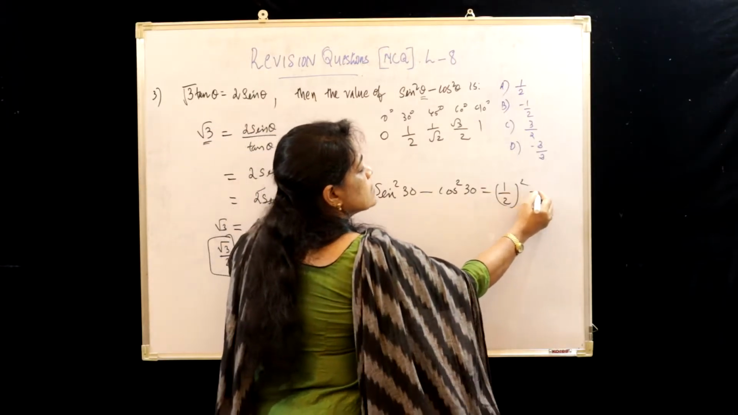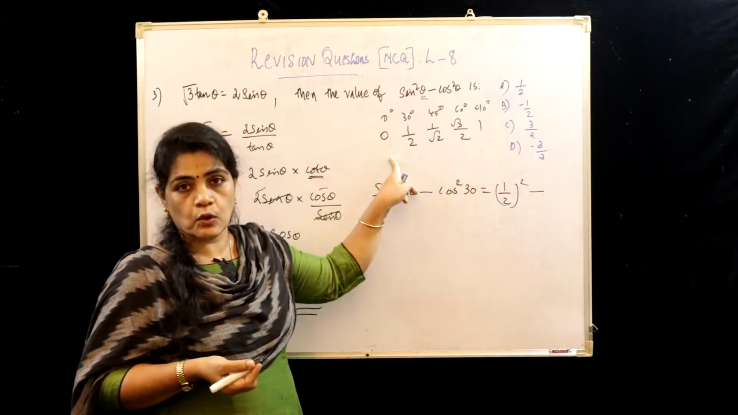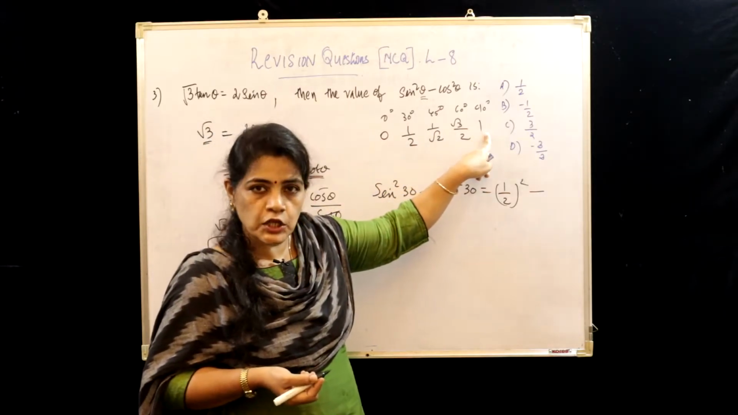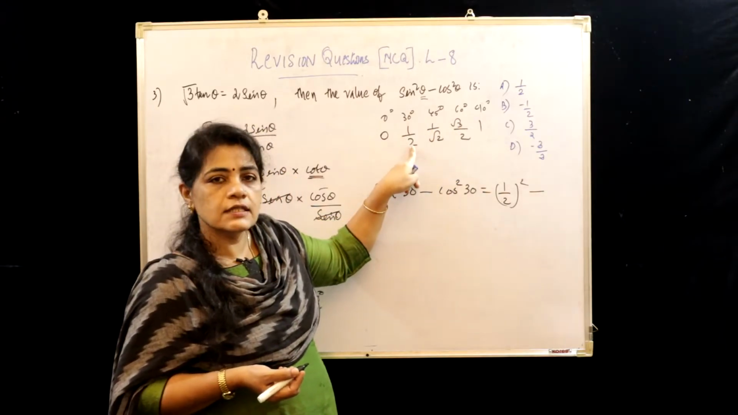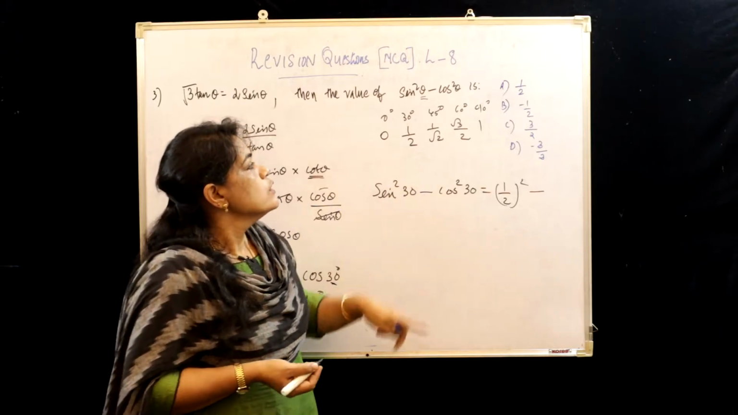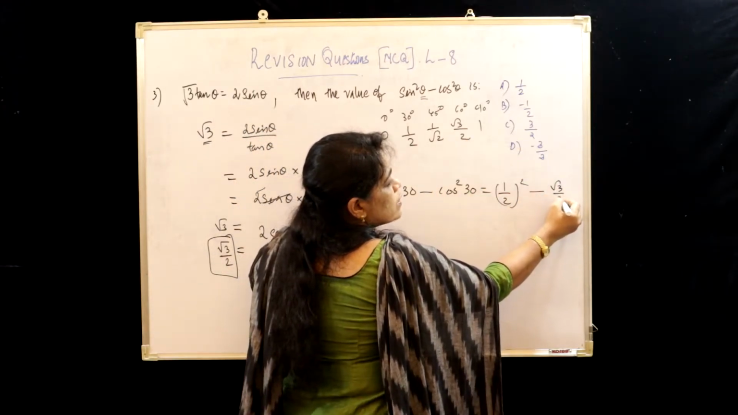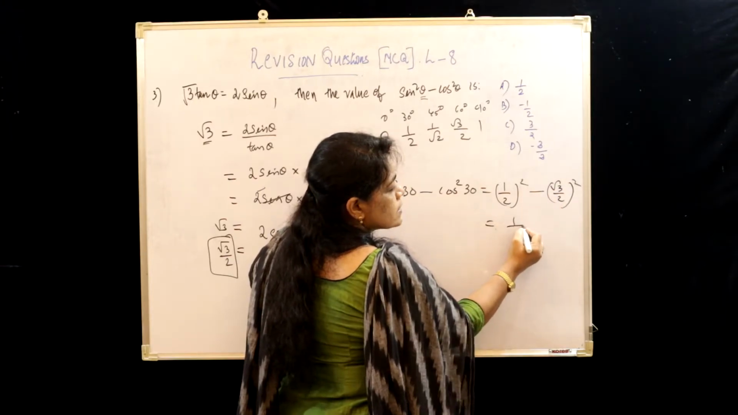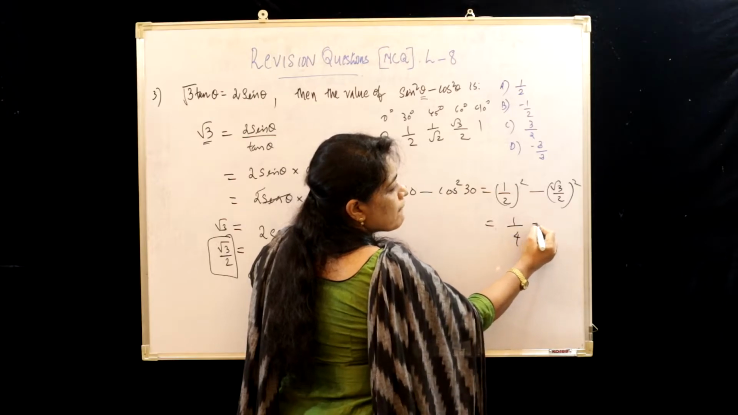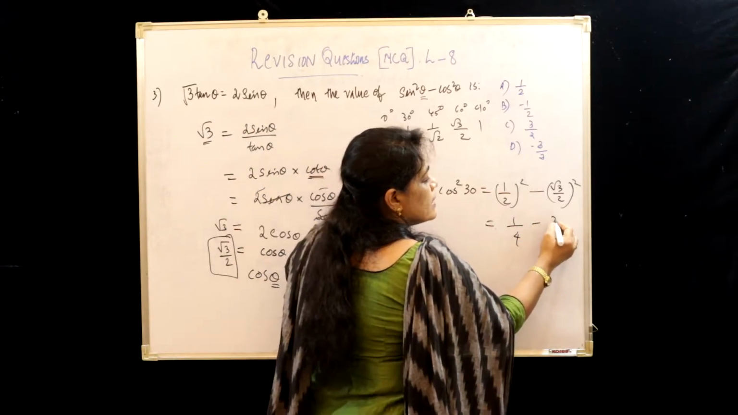Okay, minus cos square 30. What is cos square 30? It's reverse order. That is, this is cos 0, this is cos 30, cos 45, cos 60, cos 90. Okay, so cos 30 is root 3 by 2 whole square, right? So squaring you will be getting 1 square is 1, 2 square is 4, minus root 3 whole square is 3 and 2 square is 4.